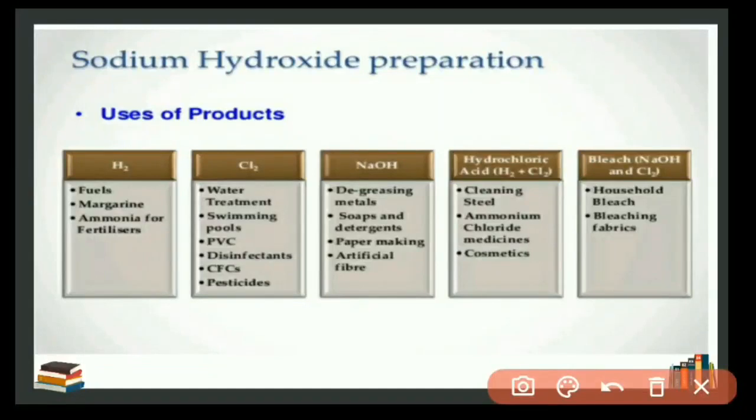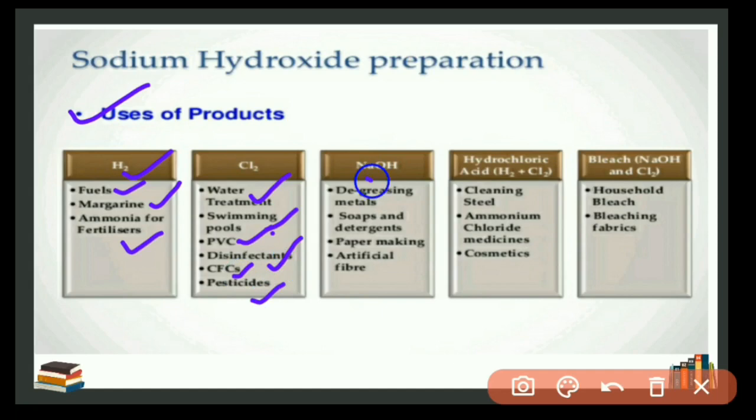Now the uses of products formed in the chloralkali process. Hydrogen is used as a fuel and margarine, and ammonia for fertilizer. Chlorine gas is used for water treatment, swimming pool water cleaning, PVC formation, and as a disinfectant. Chlorine is also used in chlorofluorocarbons and pesticides.